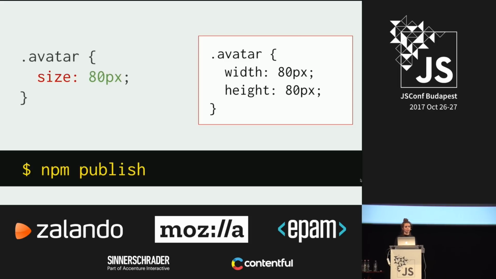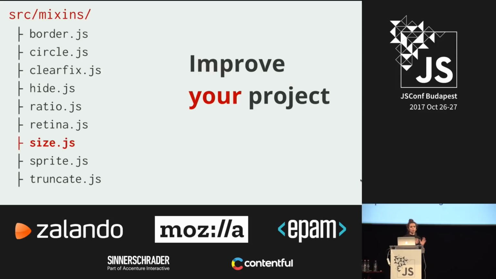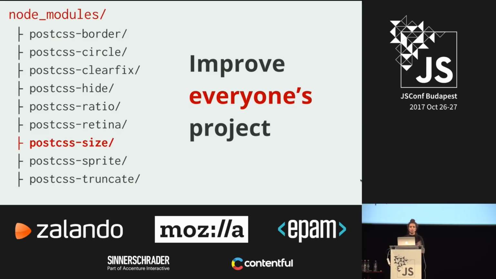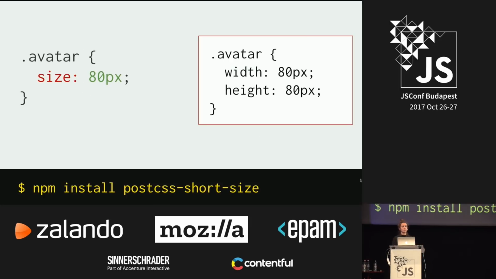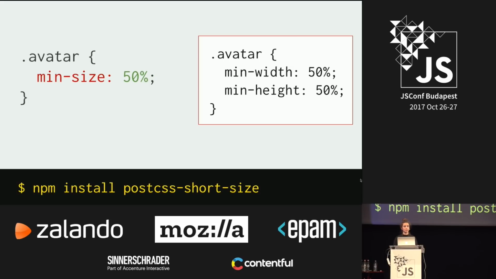You can share it. So from your project, you can level up to another project and share it with everyone. Actually, this plugin already exists. It's called PostCSS Short Size. And you can have more logic than just having a value. You can have a second value, a width and a height. You can have proportional values. And if you have a size, you can have a min size, and of course, a max size.